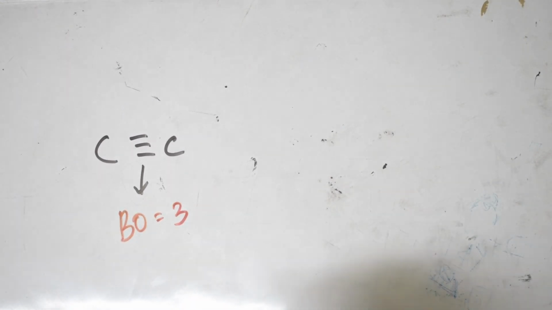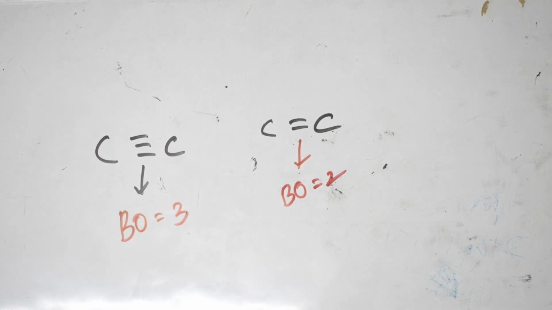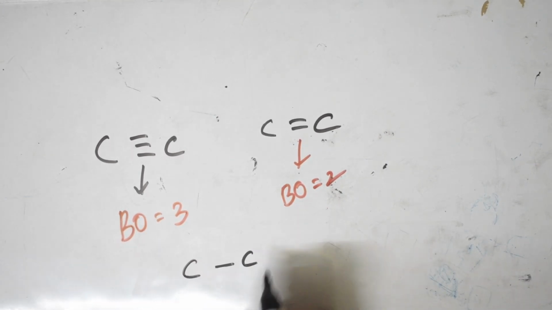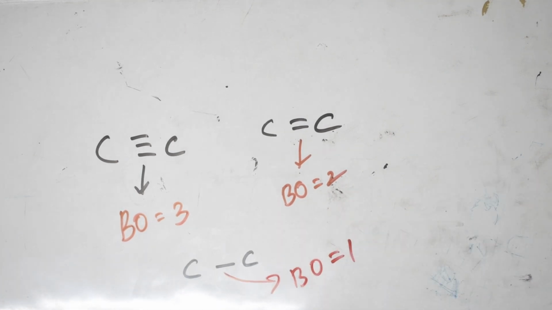I'll take one more example, C double bond C. What is the bond order here? Bond order is 2. Now I'm taking one more, C single bond C. What is the bond order? Bond order is 1.